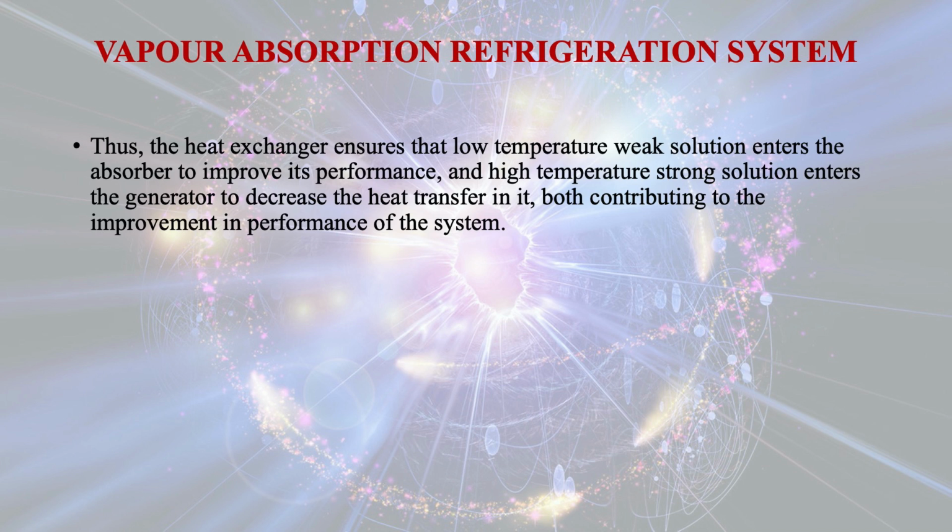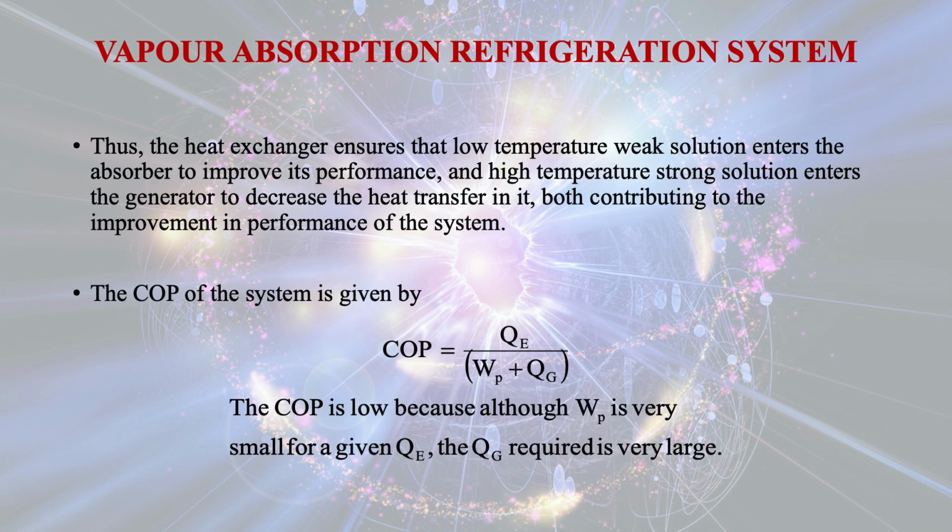Thus, the heat exchanger ensures that low temperature weak solution enters the absorber to improve its performance, and high temperature strong solution enters the generator to decrease the heat transfer in it, both contributing to the improvement in performance of the system. The COP of the system is given by COP = QE / (WP + QG).